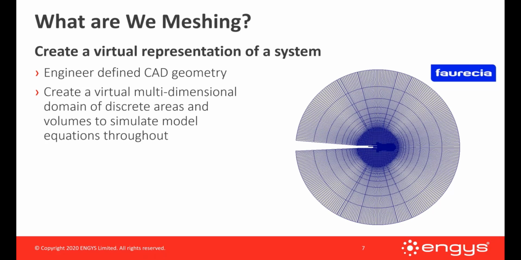Overall, the process is an engineer will define the CAD geometry. So the CAD geometry could be, in this case, the muffler and also the encompassing domain of the region outside of the muffler where the sound will be traveling. So just the boundaries. From that, we'll create a virtual multi-spatially dimensional domain of discrete areas and volumes in order to simulate these model equations over. So we've got discrete control volumes that we need to generate using our mesher in which we model all of these equations.